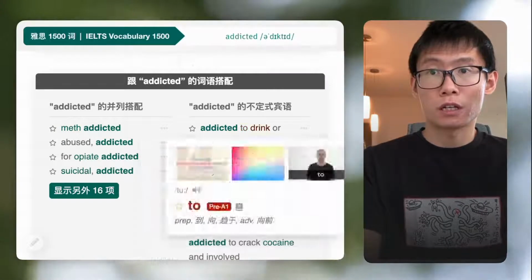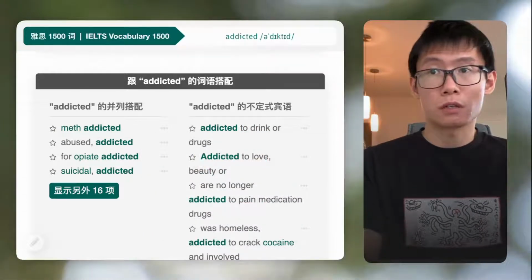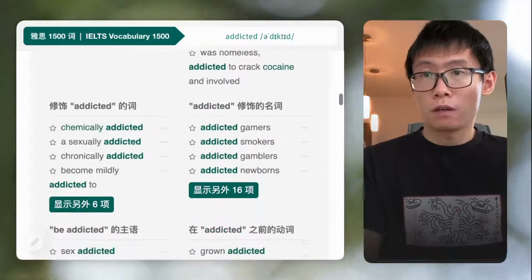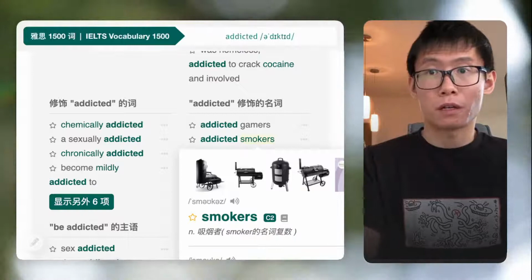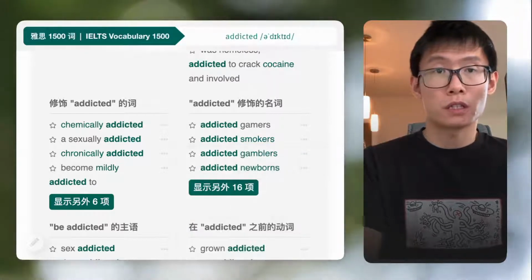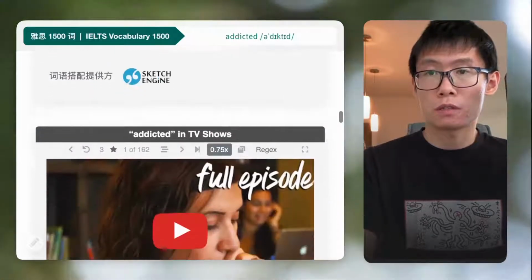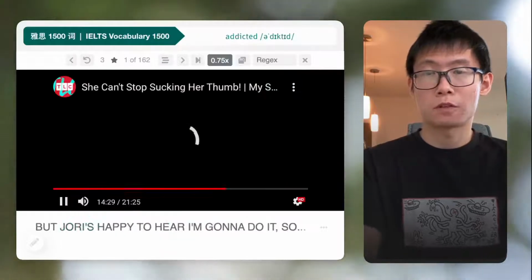Addicted to drink or drugs. Addicted to drinking or drugs. Addicted smokers. A smoker can be a chain smoker, right? Can be addicted to cigarettes. So that's addicted. Look at this woman.